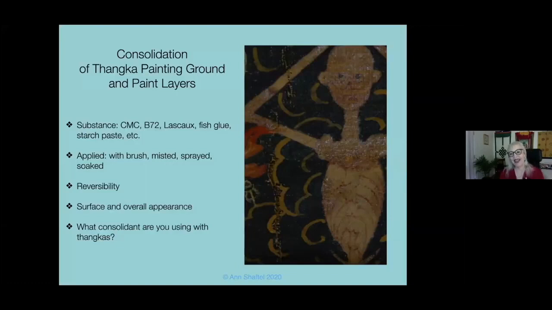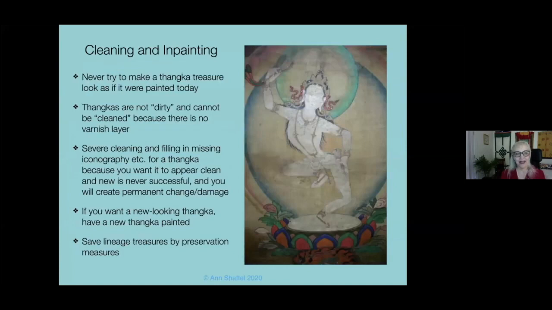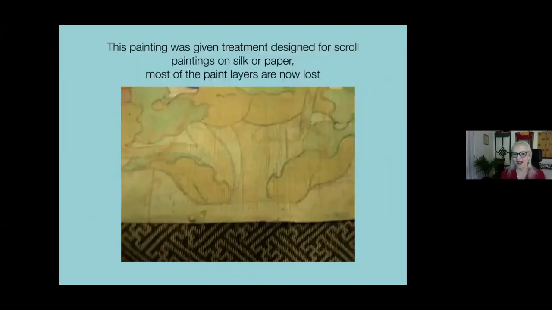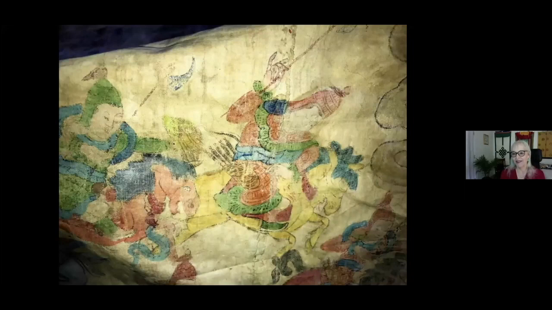Consolidation, again, technical for conservators. Let's have another webinar and discuss this. You don't want glistening synthetic. Cleaning and inpainting. Please just stabilize. Don't overclean with water.